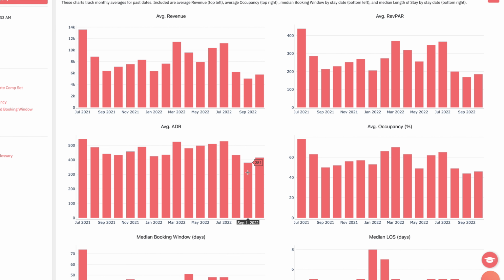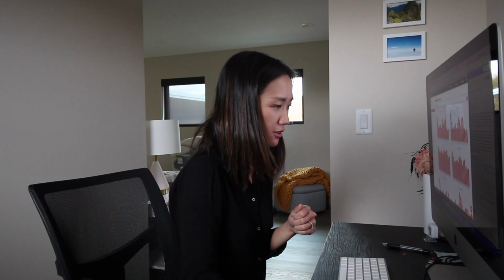ADR, let's see here. ADR September was 380 compared to last year. So the average daily rate that people are able to charge is a bit less this year versus last year. The occupancy is also lower, it looks like. September was 44, and this September last year was in the 50s. And this is consistent for the summer months as well, 60s. Oh wow, 49 for August. That's pretty bad, versus 60. So overall, all the metrics are down in this market.